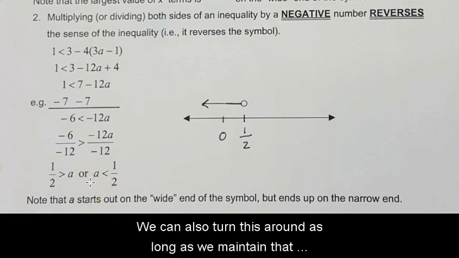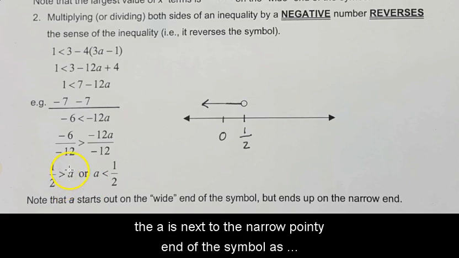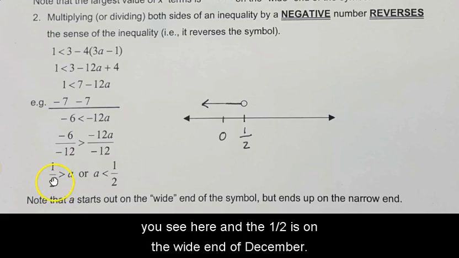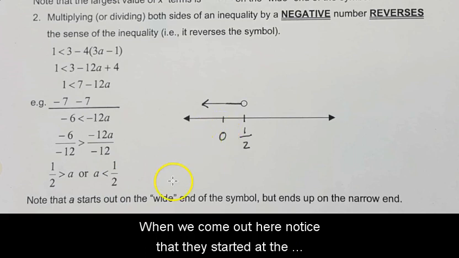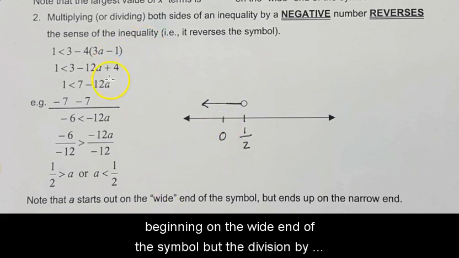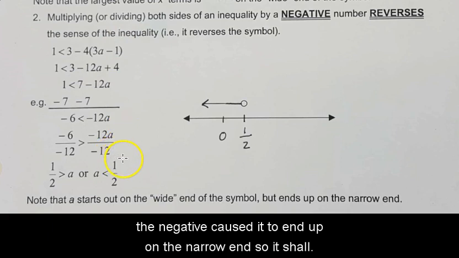We can also turn this around as long as we maintain that the a is next to the narrow pointy end of the symbol, as you see here, and the 1/2 is on the wide end of the symbol. When we come out here, notice that a started at the beginning on the wide end of the symbol, but the division by the negative caused it to end up on the narrow end, so it changed.